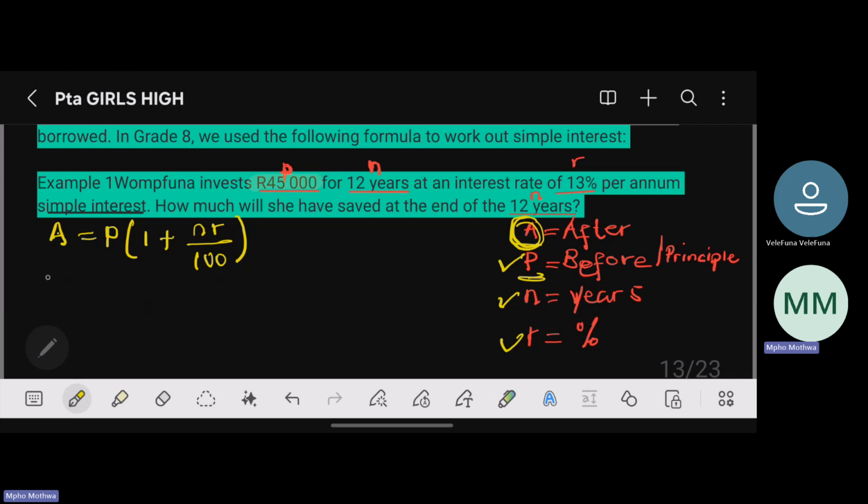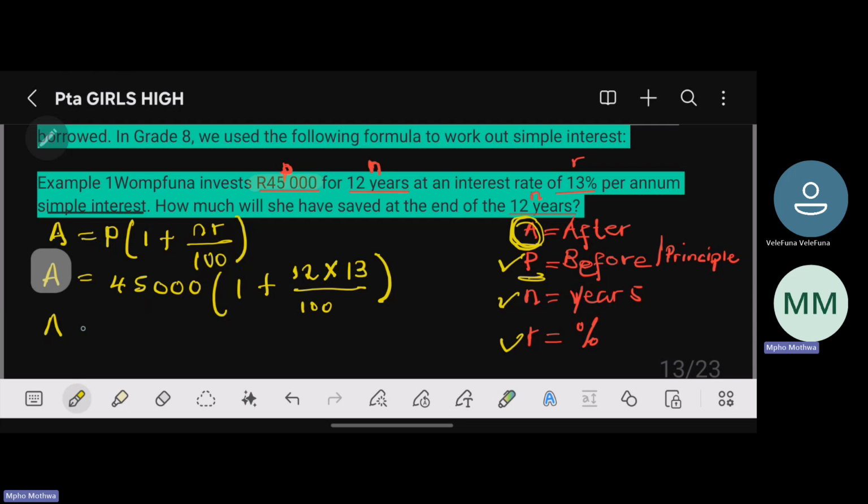So we just rewrite this. A equals, what is our P? 45,000 rands. You open the bracket, you put 1 plus, what is our N? N is 12 times, what is our R? 13, all divided by 100. You close the bracket. You have a very powerful machine, your scientific calculator. Press this exactly as it is, from the 45,000 up until there, and tell me how much it is.